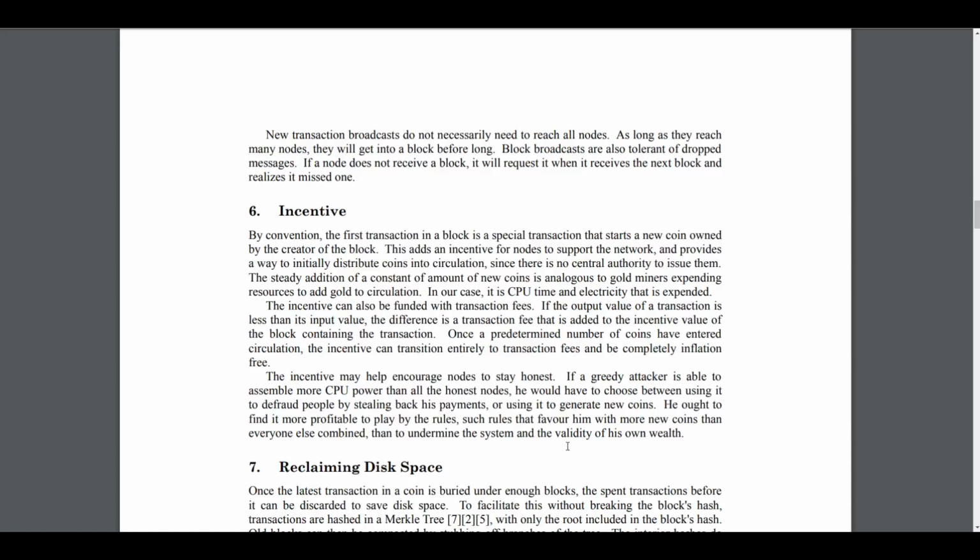Yeah. The incentive may help encourage nodes to stay honest. Whoa. Where have we heard that one? If a greedy attacker is able to assemble more CPU power than all the honest nodes, he would have to choose between using it to defraud people by stealing back his payments or using it to generate new coins. He ought to find it more profitable to play by the rules, such rules that favor him with more new coins than everyone else combined, than to undermine the system and the validity of his own wealth.